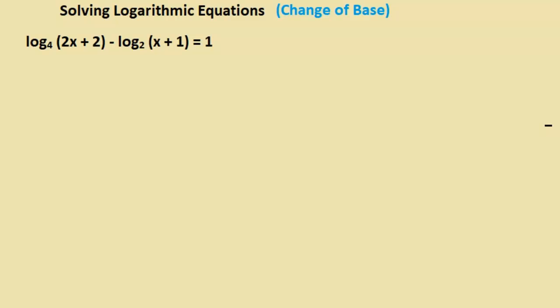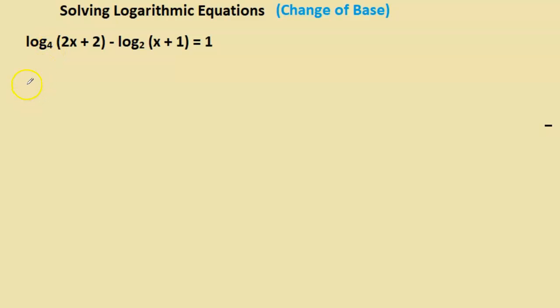So here we have a change of base problem. Notice this is base 4, this is base 2. Before we can consolidate the logs, we need to make the bases the same. And usually we try to make them the same as the smaller base, so we try to get everything to be base 2. Now, let's change this from base 4 to base 2.